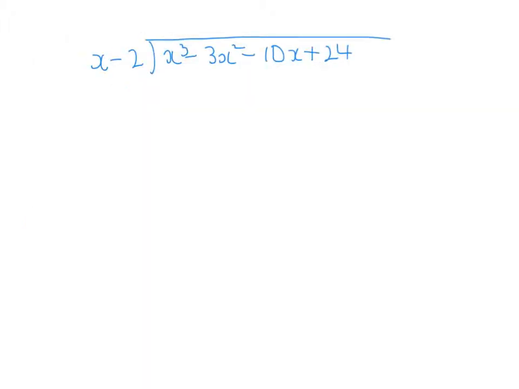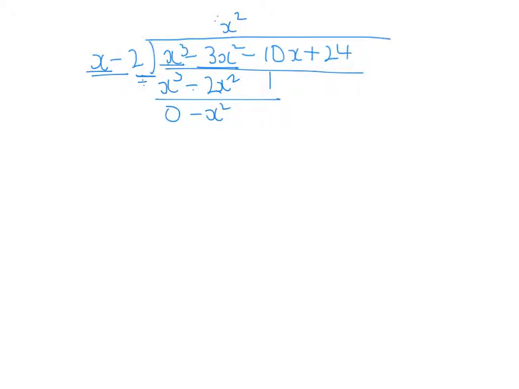Okay, now if we're dividing these two polynomials, this one by this one, how many times does x go into x cubed? Well, it'll have to go in x squared times. Now, x squared times x is x cubed, and x squared times minus 2 is minus 2x squared. Now, if we take these away one from the other, x cubed take away x cubed is 0. Minus 3x squared minus negative 2, well, minus a negative is a positive, so this would be minus x squared and minus 10x and plus 24.